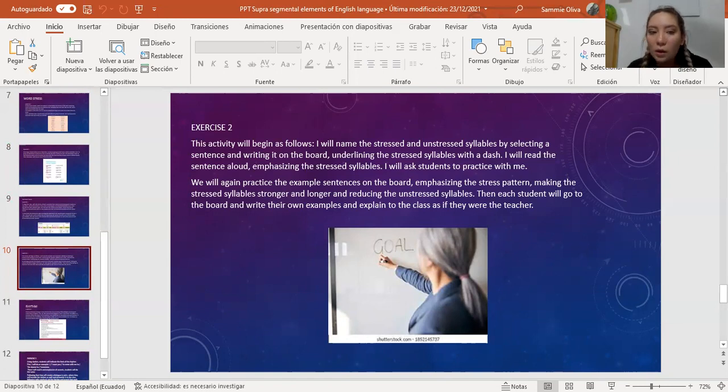Then each student will go to the board and write their own examples and explain to the class as if they were the teacher. I think this topic is very interesting and important to know, because that's the correct way of pronouncing a word with the correct stress.